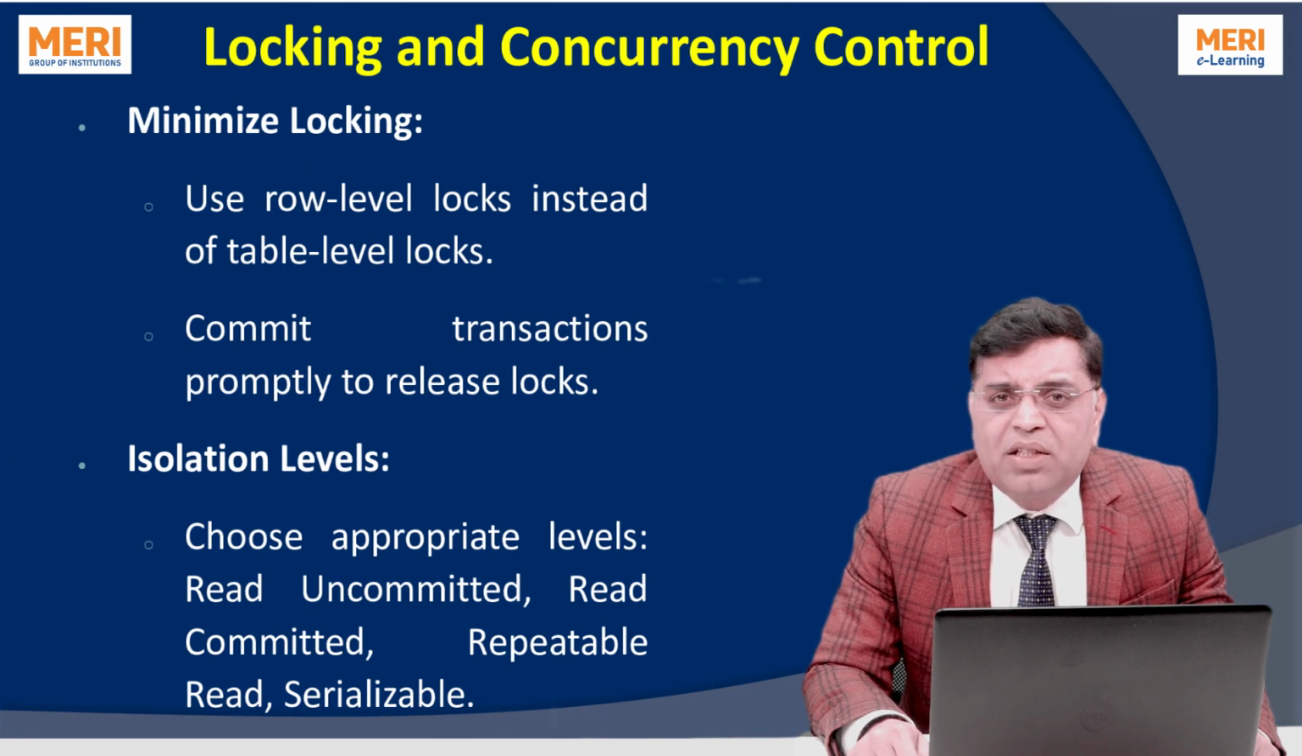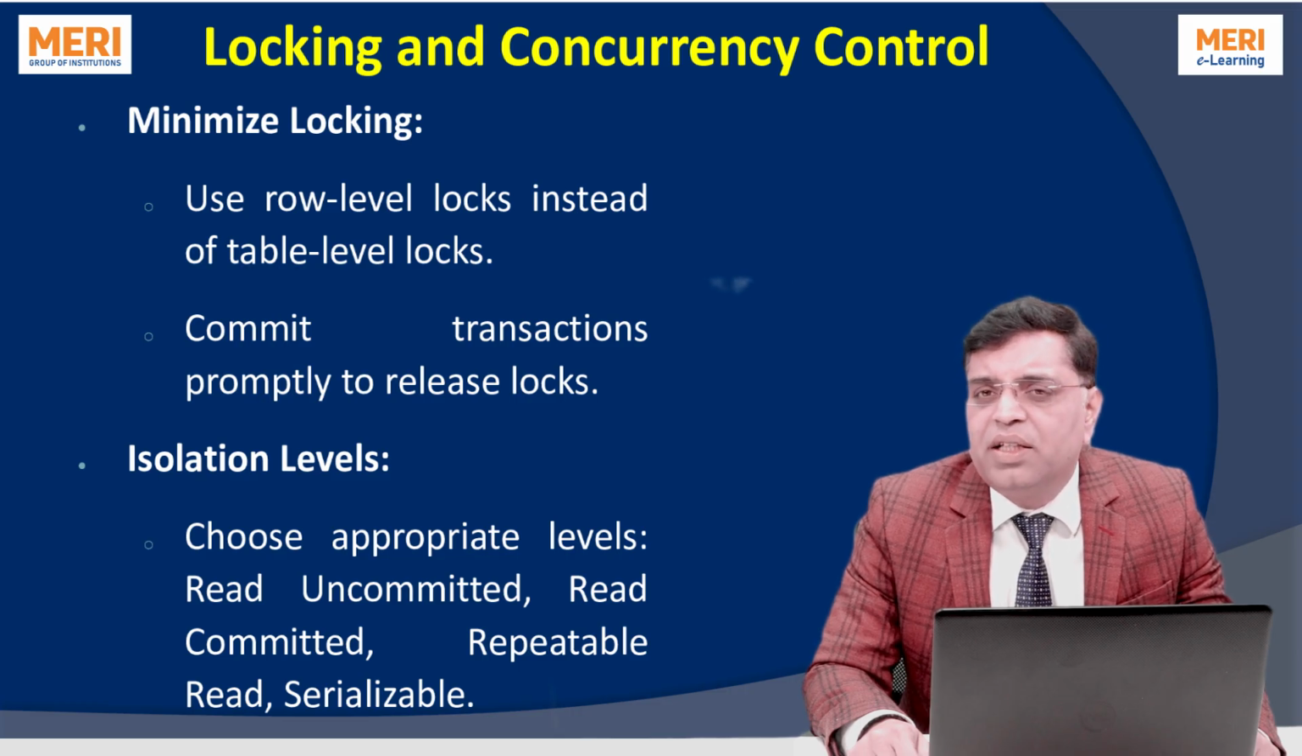We need to minimize locking. Using row-level locks instead of table-level locks prevents unnecessary contention. For example, in an e-commerce application, row-level locks ensure that updating a single order does not block access to the entire orders table.